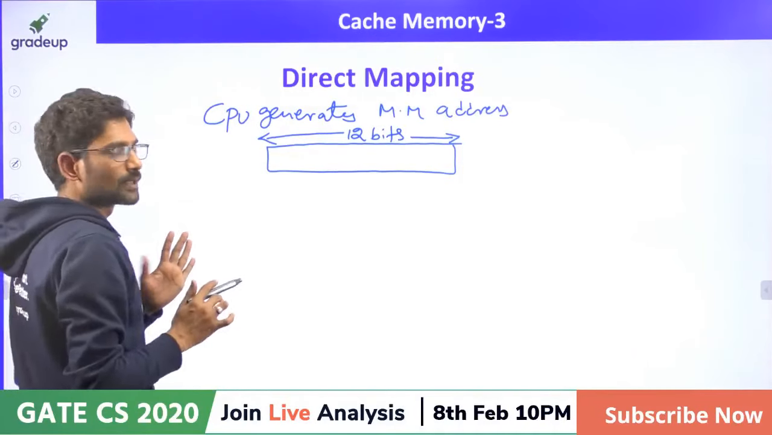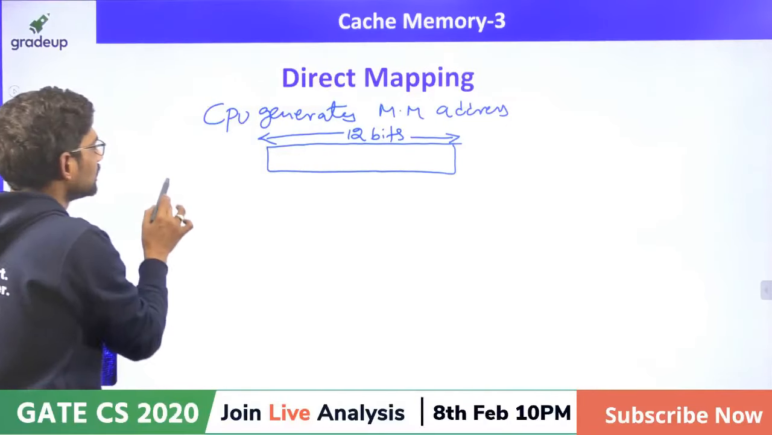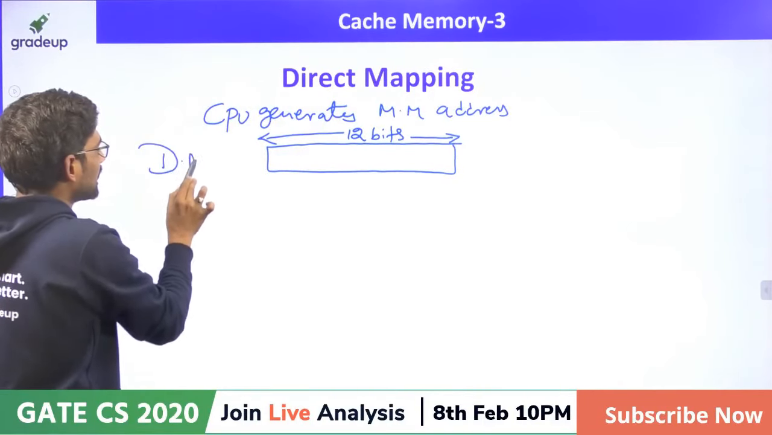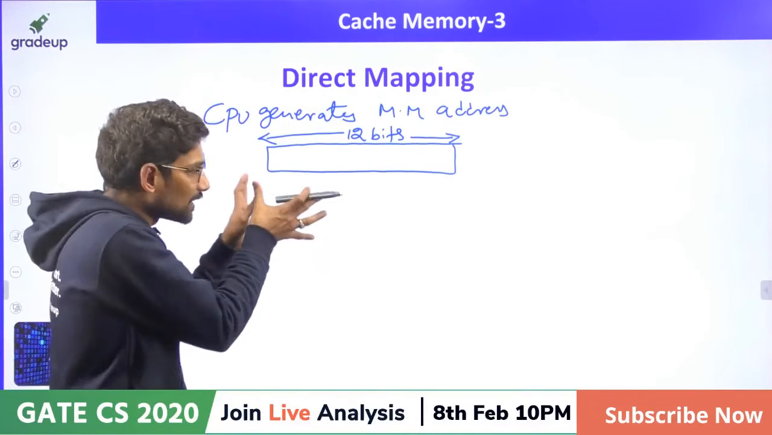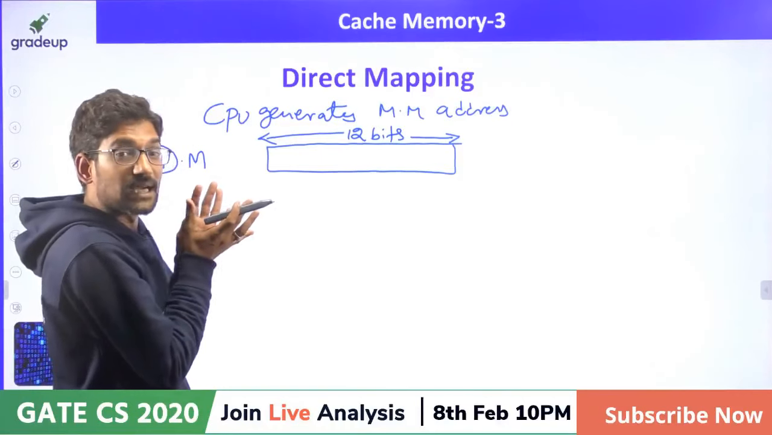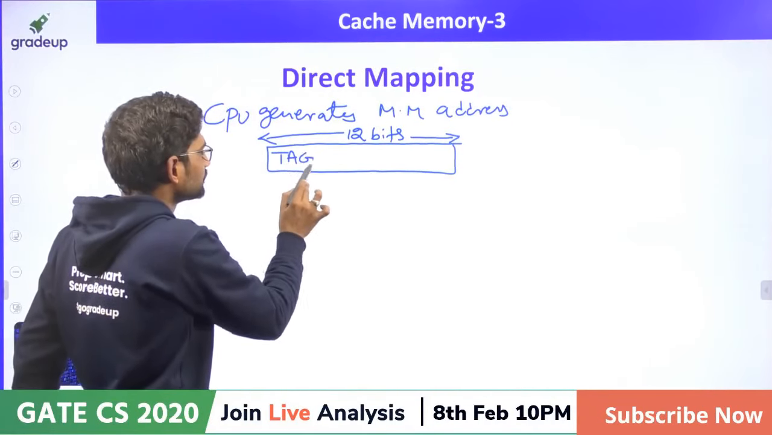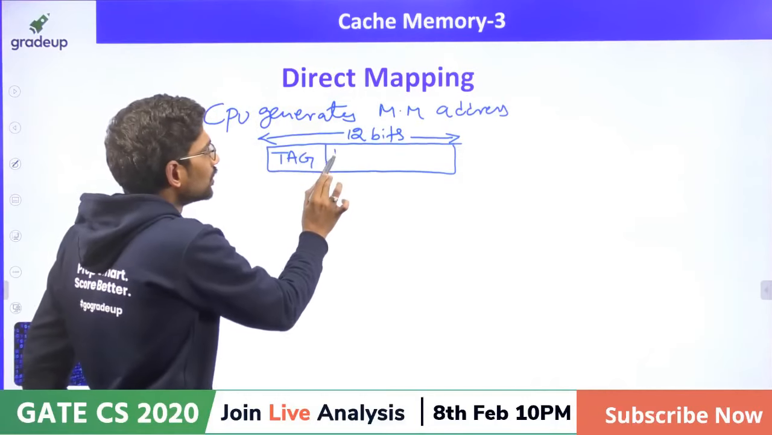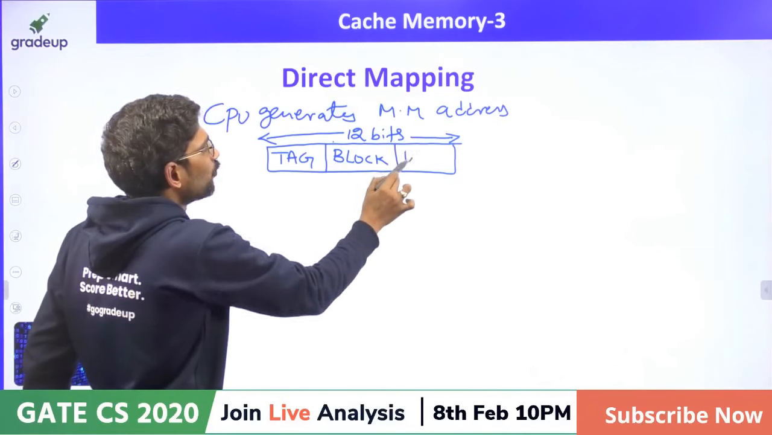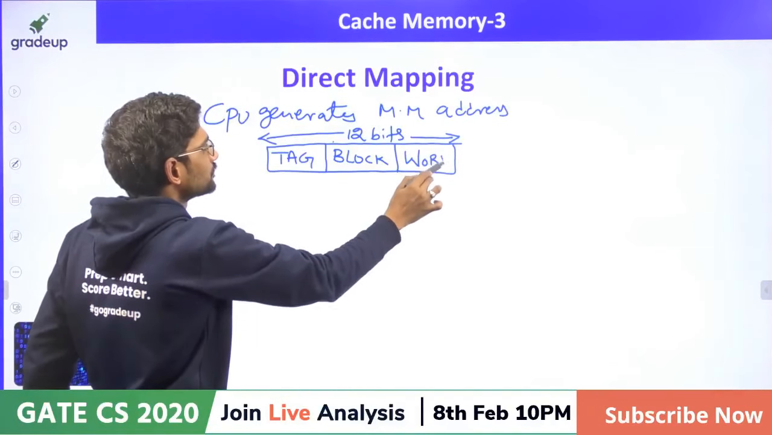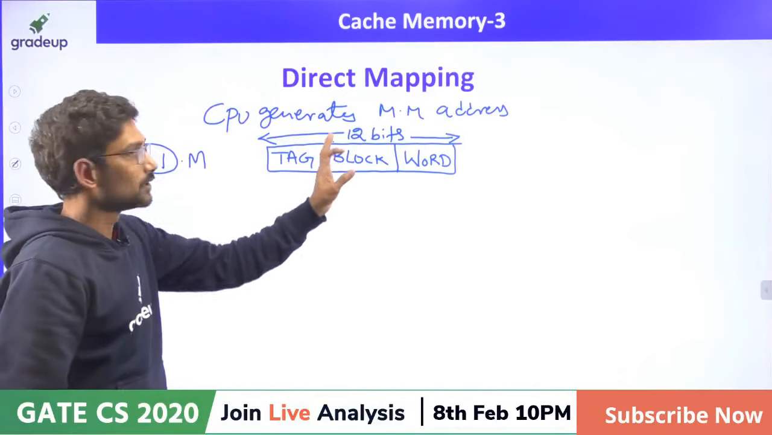Now, this CPU generated address, the direct mapped cache understands. How does the direct mapped cache understand it? As tag, block, word. Tag, block, word.